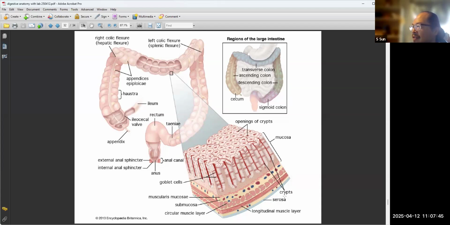This is the crypt. In the small intestine, we also have this crypt. Basically, those are embedded in the mucosa. This is the tube to secrete mucus into the inner lining. And you also see the muscle in this tube.